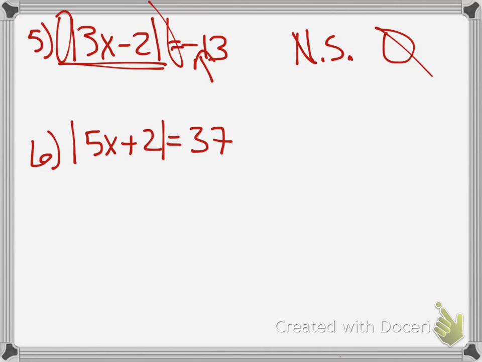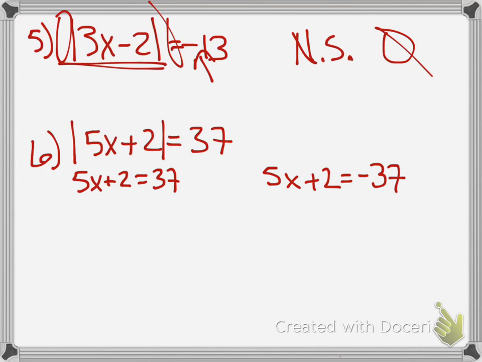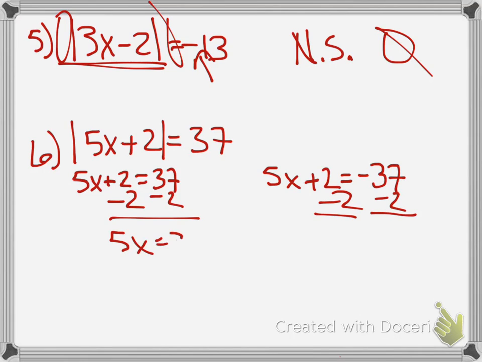Here I'm saying, okay, this is equal to a positive number, so I'm going to say 5x plus 2 equals 37. 5x plus 2 equals negative 37. Okay, and then the steps should be the same. So I can subtract 2. You get 5x equals 35. And then divide by 5.